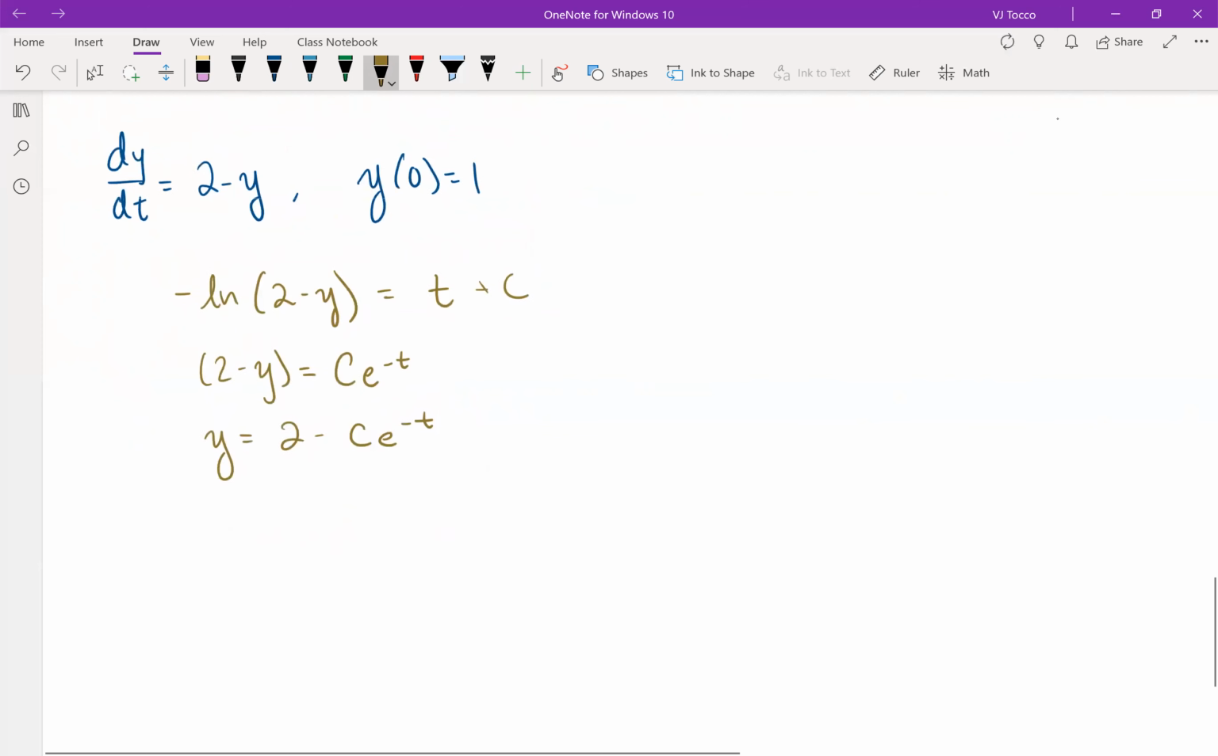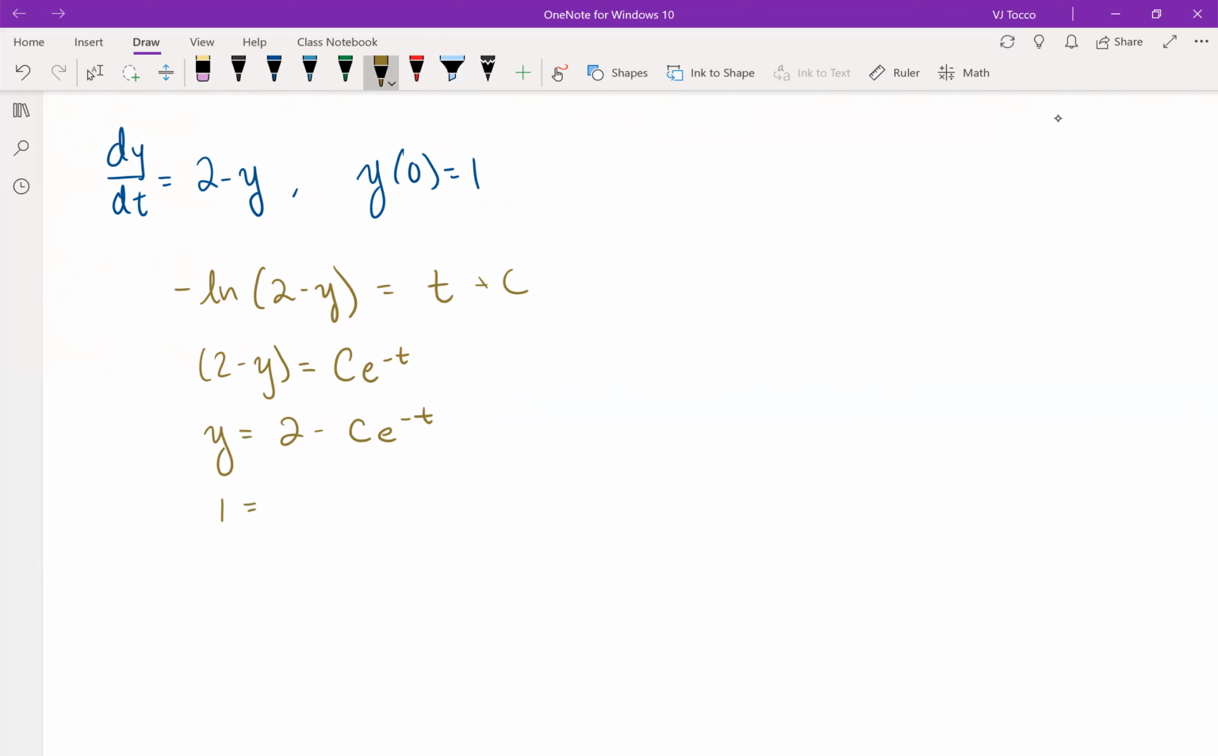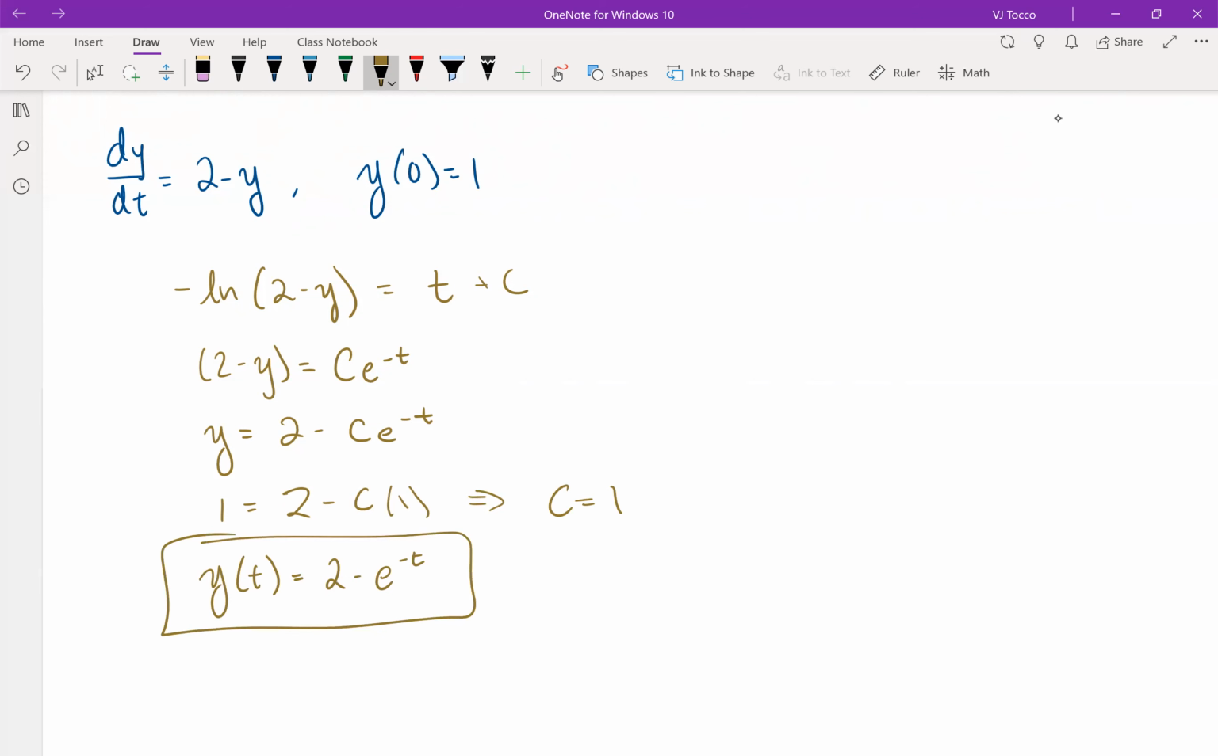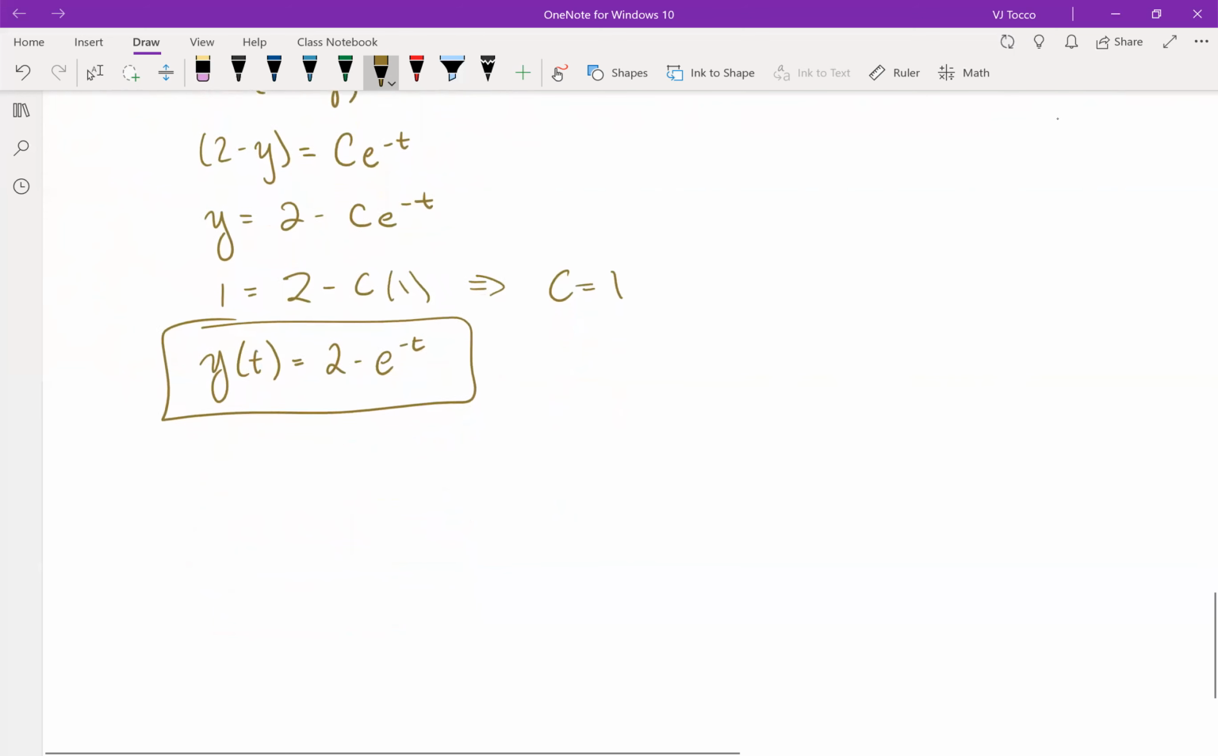Plugging in my initial condition of y of 0 is 1 gets me 1 is equal to 2 minus c e to the minus t, where e to the 0 is 1, right? Because t is 0, e to the 0 is 1. And therefore, c is again equal to 1. A lot of easy examples here, right? So the final form for y of t is 2 minus e to the minus t. Is that the final answer? One more quick example.